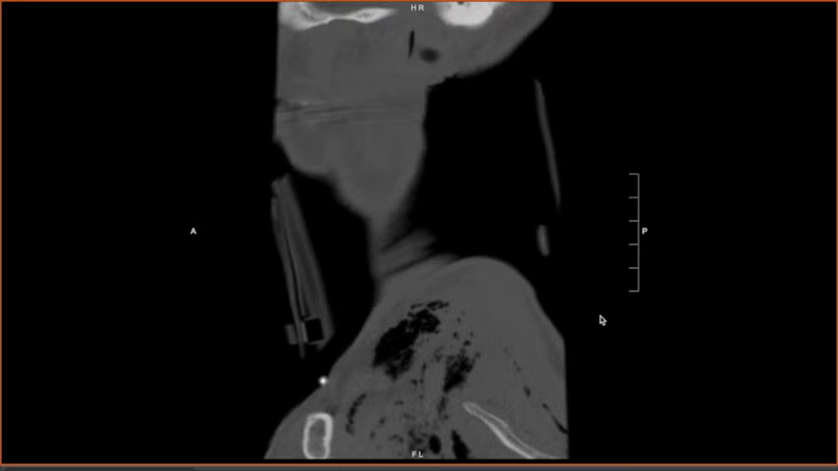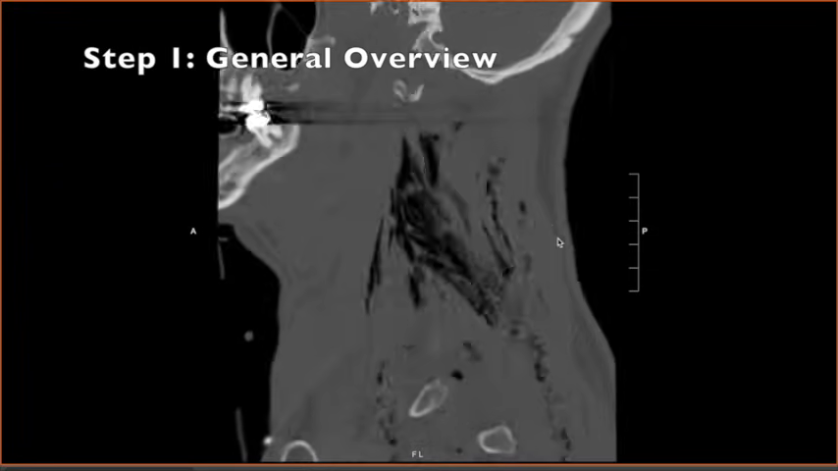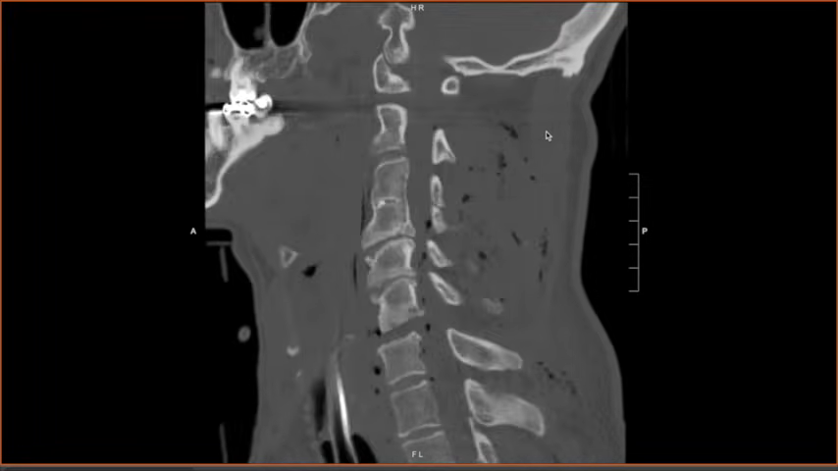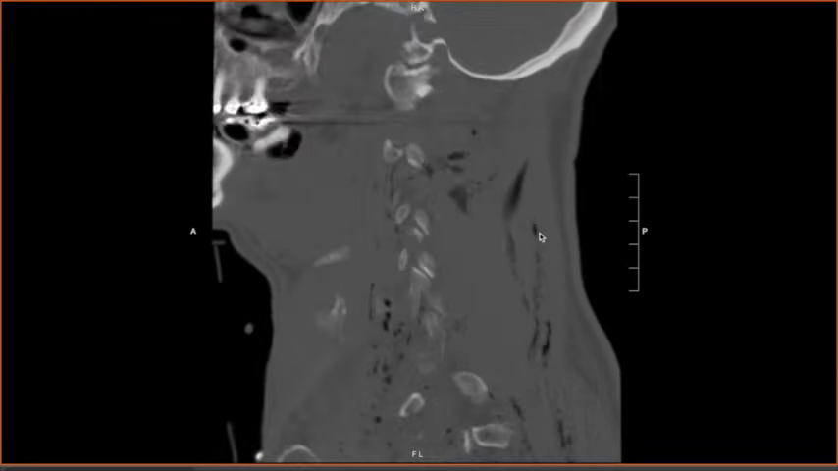Okay, so this is the first case. It's a trauma. Let's go through our full approach. There are a lot of injuries in this case, so we'll just talk about the most important ones and go through our approach. So first, do a general overview on sagittals, and we already see that there's a lot of things going on here, but now we need to break it down.